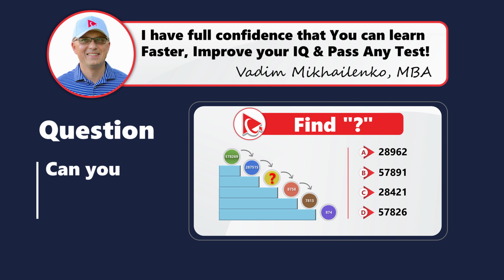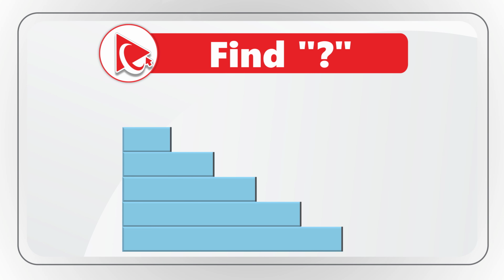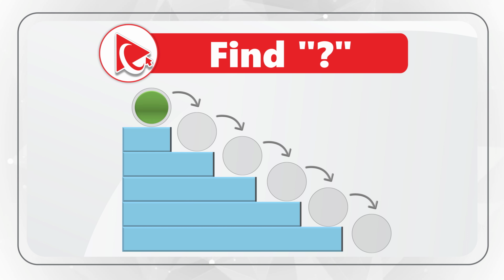I love this question because what's happening here is so unusual. We need to calculate the missing number. And we need to do it in the ball that's in the middle of the sequence. We see the ball that's rolling from the top of the stairs to the bottom of the stairs. And as it rolls, it changes the color inside, and it changes the number. In the top position, it's a green ball inside, and it has the numbers 5, 7, 8, 2, 6, 9. Then, as it rolls, it becomes a blue ball, and the numbers change to 2, 8, 7, 5, 1, 5.